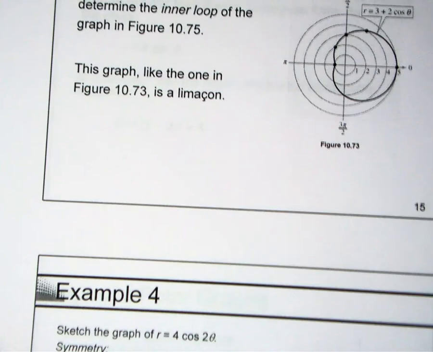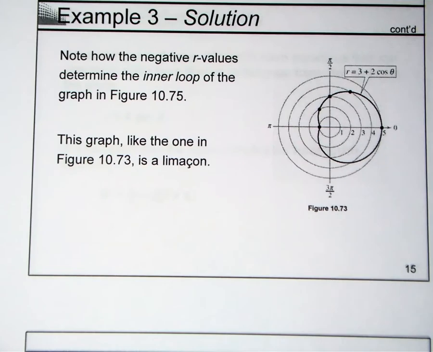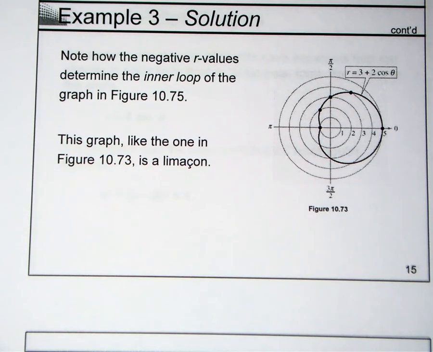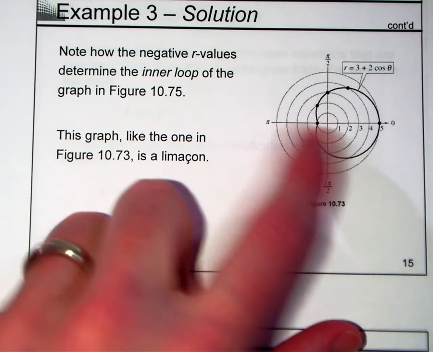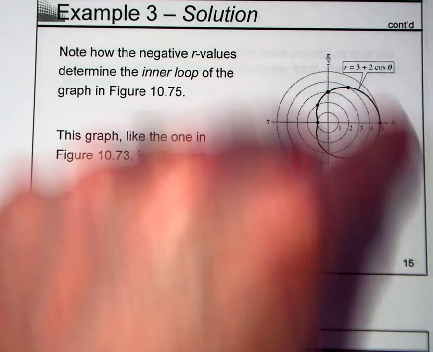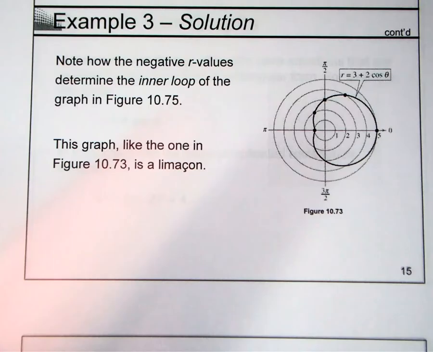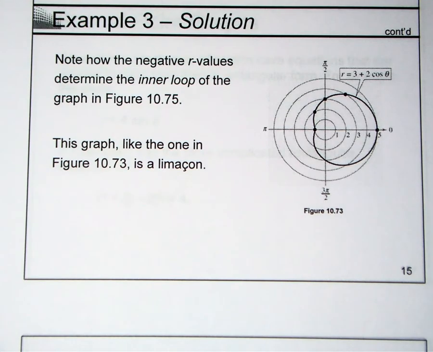This is not the same example 3 we did. It's a little bit different. They had 3 plus 2 cosine instead of our 1 minus 2 cosine. But you should be able to see it's the same idea. We would have gone up and around and then reflected over.